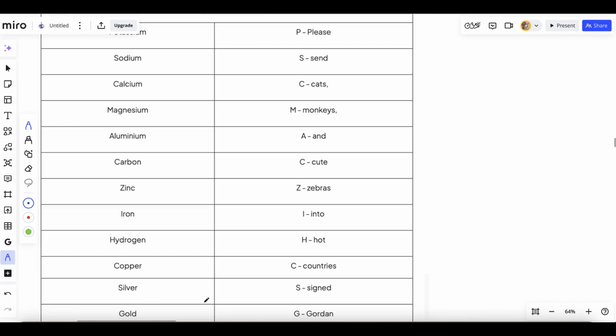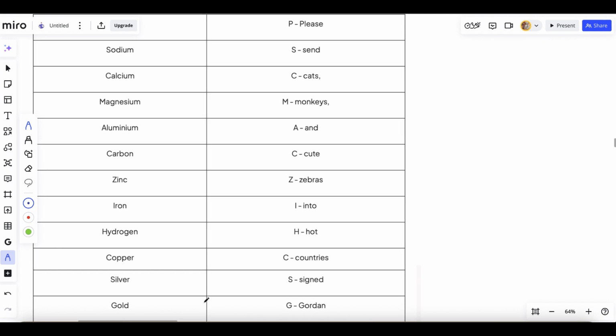So now we have a small song to help us remember them. The song goes like this: Please send cats, monkeys, and cute zebra into hot countries, signed Gordon.